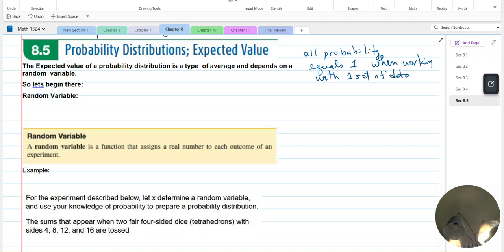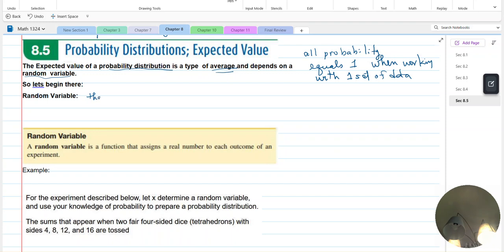So let's start here with expected value, the expected value of a probability distribution. That means a layout, a diagram, if you will, as a type of average and depends on a random variable. And we've been talking about a random variable in 8.4 in the sense of it being the size of the grouping or the exact number that we wanted to find the probability for. So what is a random variable?